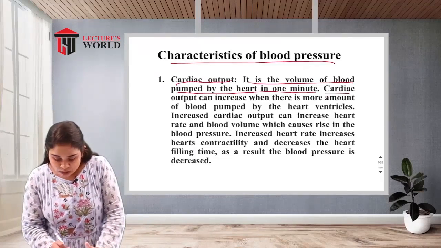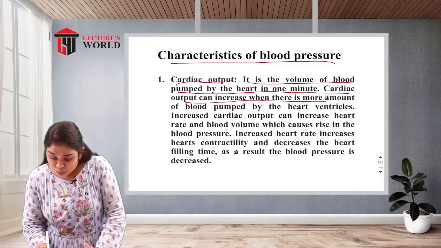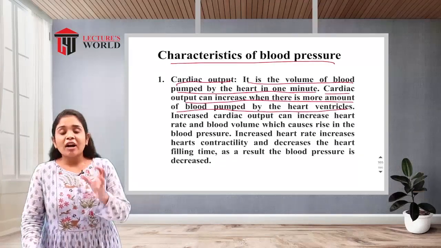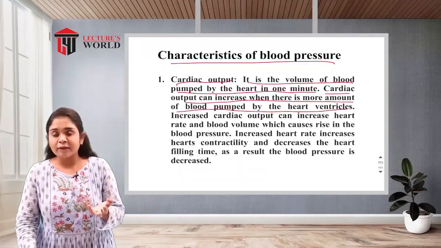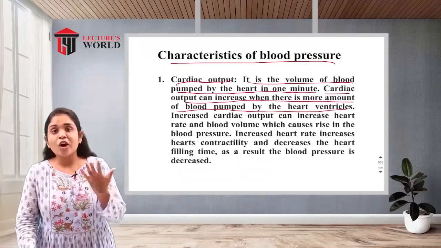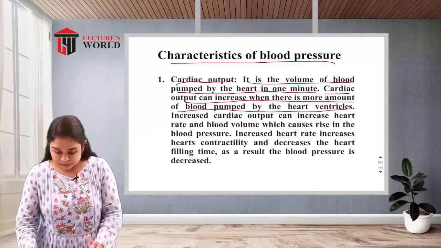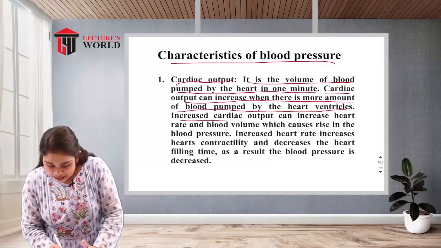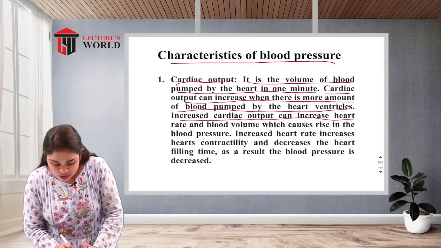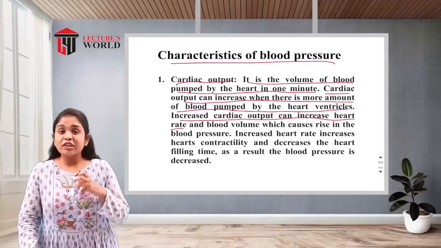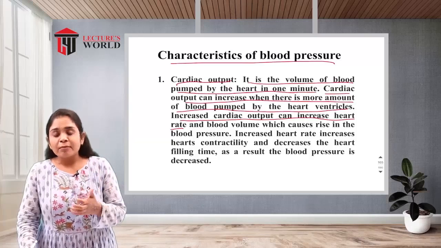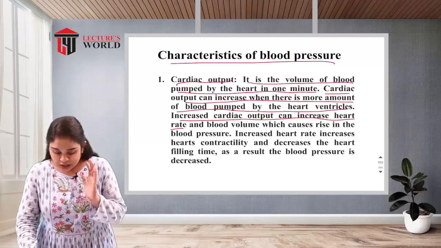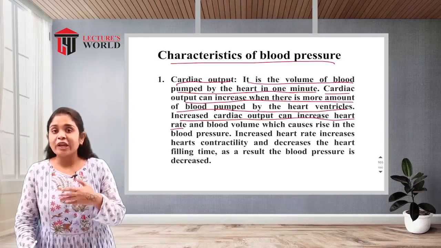Cardiac output can increase when there is a greater amount of blood pumped by the heart ventricles. When the ventricles of the heart are getting more blood, the cardiac output is going to increase. Increased cardiac output can increase the heart rate. If the cardiac output is more, it means the amount of blood is more, so the heartbeat or the heart rate is also going to increase.